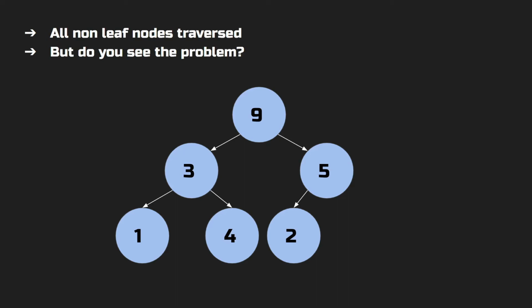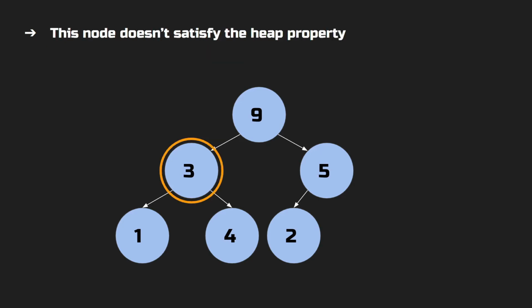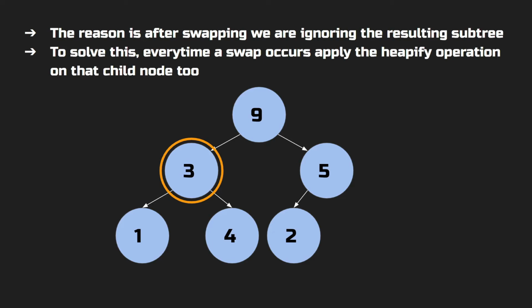Now we have traversed all the non-leaf nodes, but there is a problem here, and you can see this node does not satisfy the heap property. The reason is, after swapping we are ignoring the resulting subtree. To solve this, every time a swap occurs, we need to apply the heapify operation on that child too.